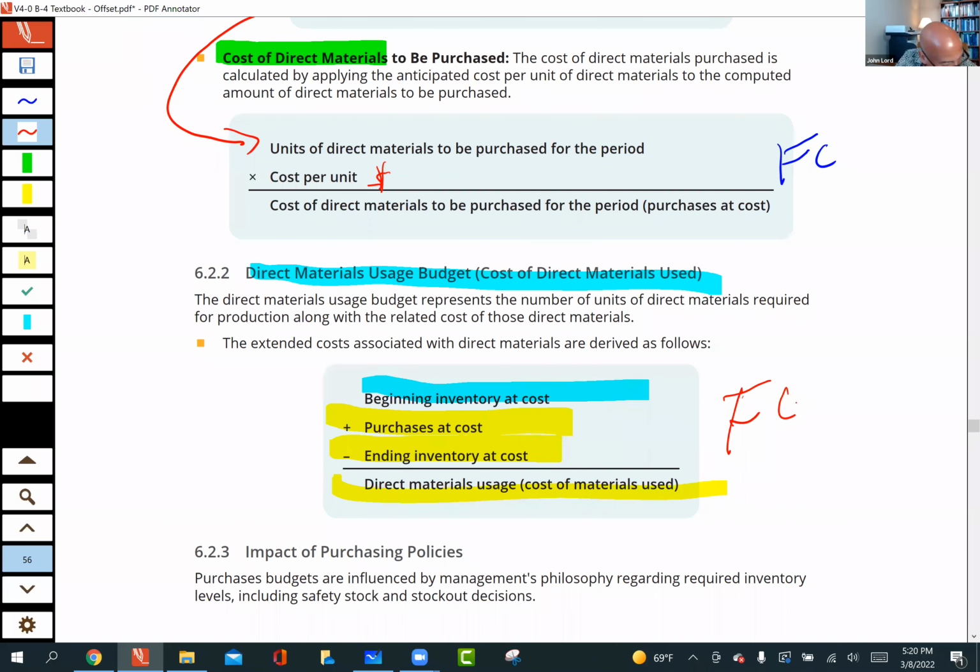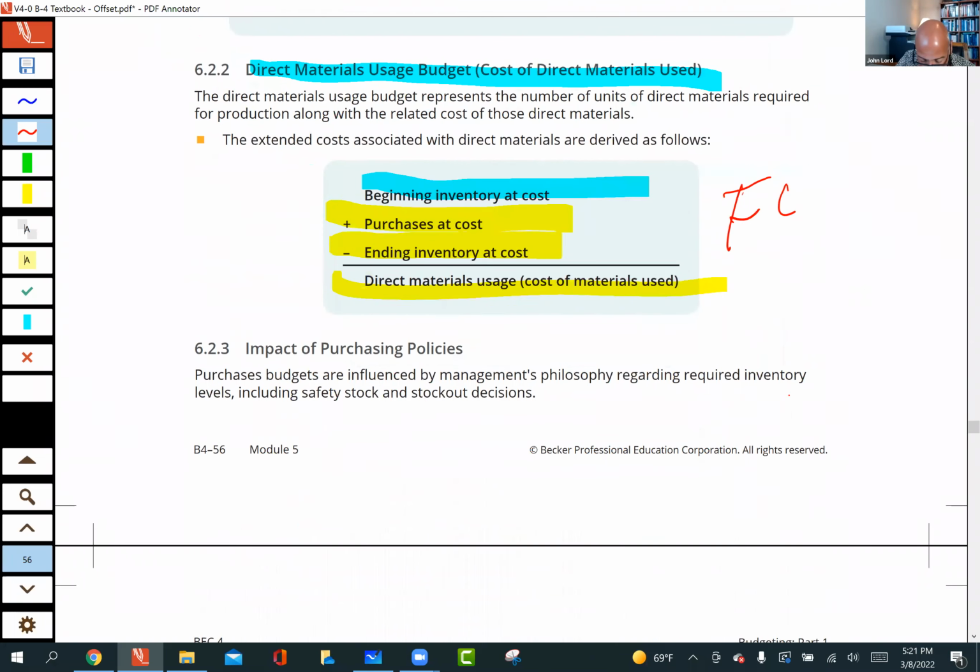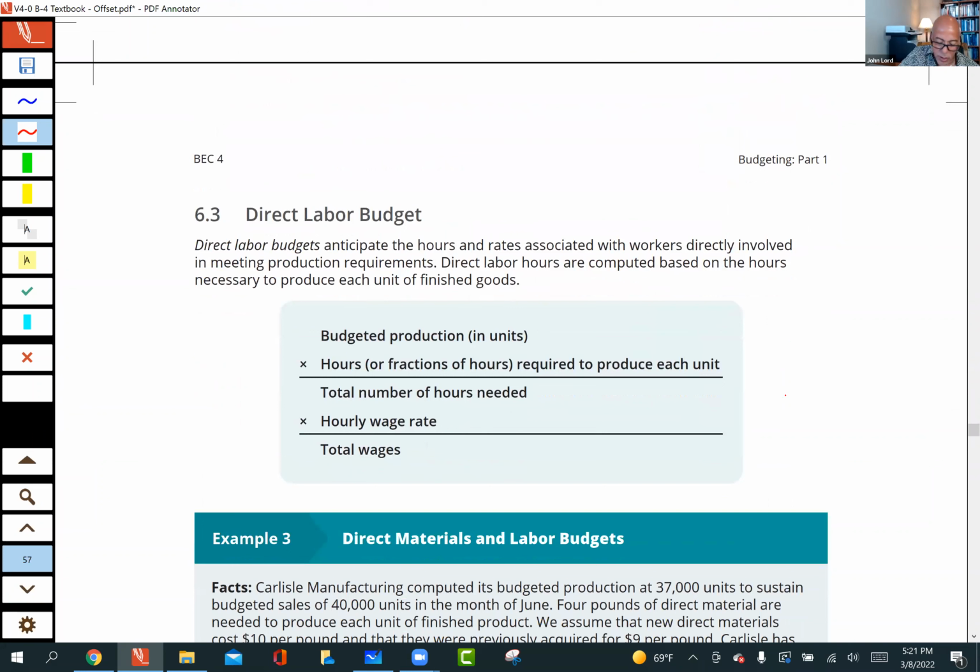Okay, good. Now we come up and we've got our materials. So let's look at our labor budget now. And you can flashcard this, which is the budgeted production in units, the number of hours or a fraction of hours required to produce each unit, total number of hours needed, times the hourly wage gives us our labor budget.